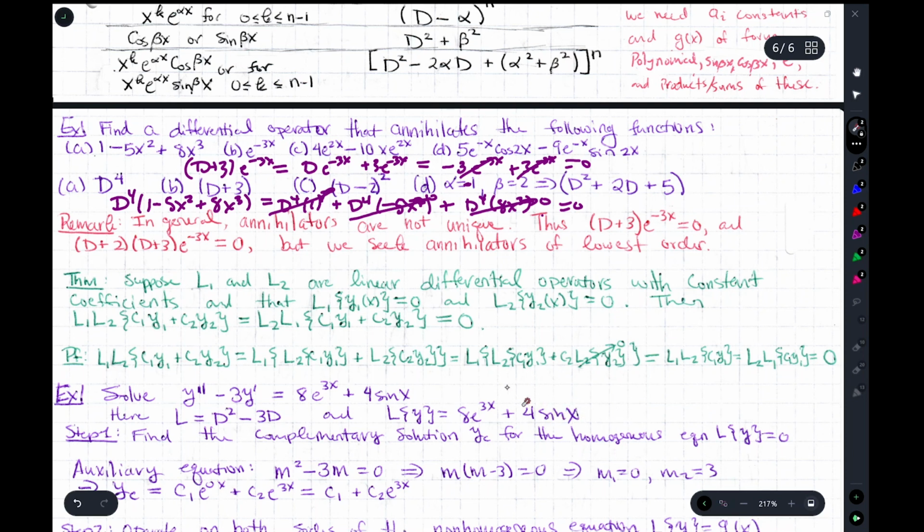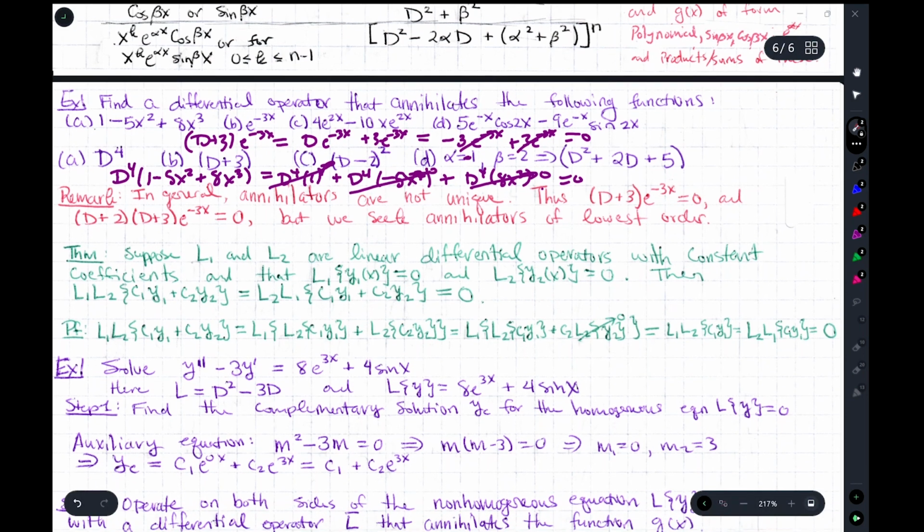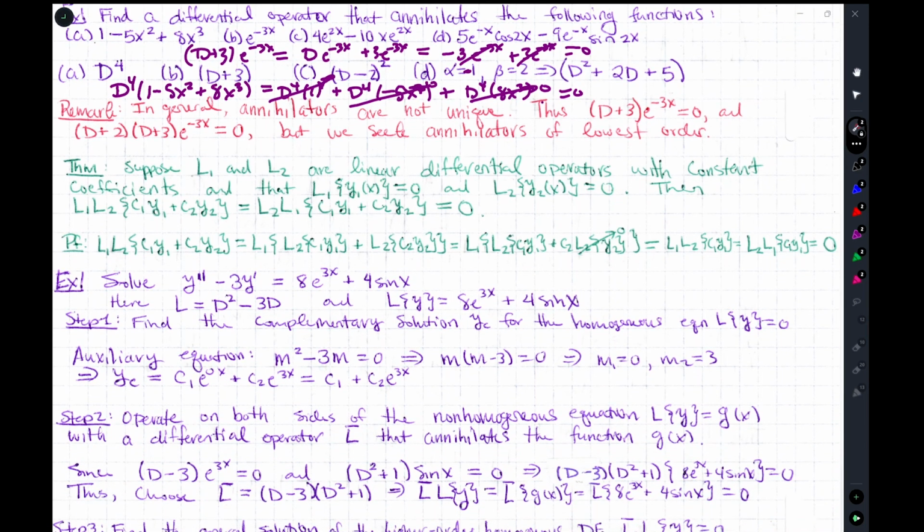And then you're left with this term here, which is L1 L2 acting on y1. Now we're not assuming L2 would annihilate y1. L2 annihilates y2, not y1. But with commutation, you can switch the order. And now L1 does annihilate y1 and you get 0. So that's why we needed a product. It's not L1 plus L2, it's L1 times L2 that we need to annihilate the linear combination of y1 and y2. So that's very important.